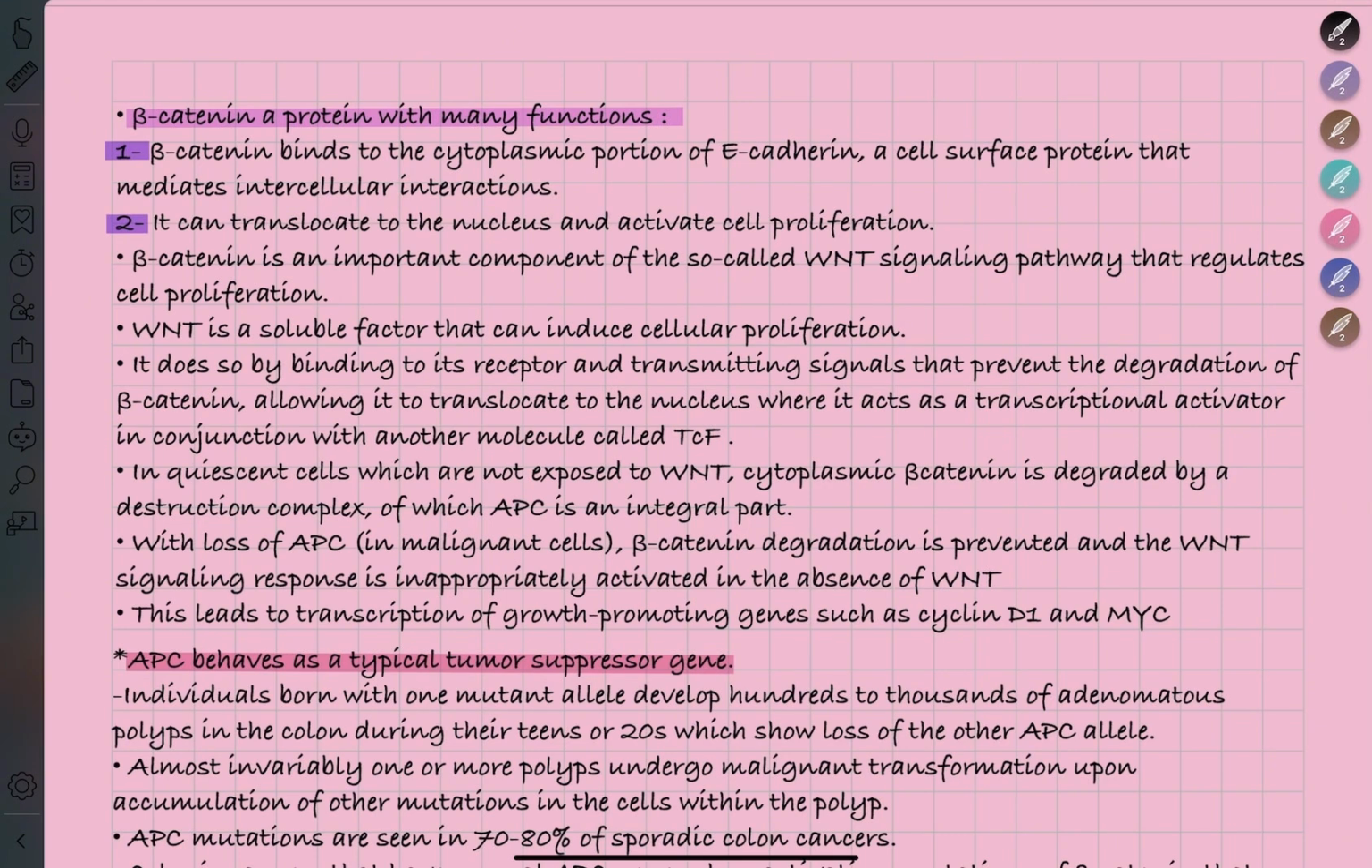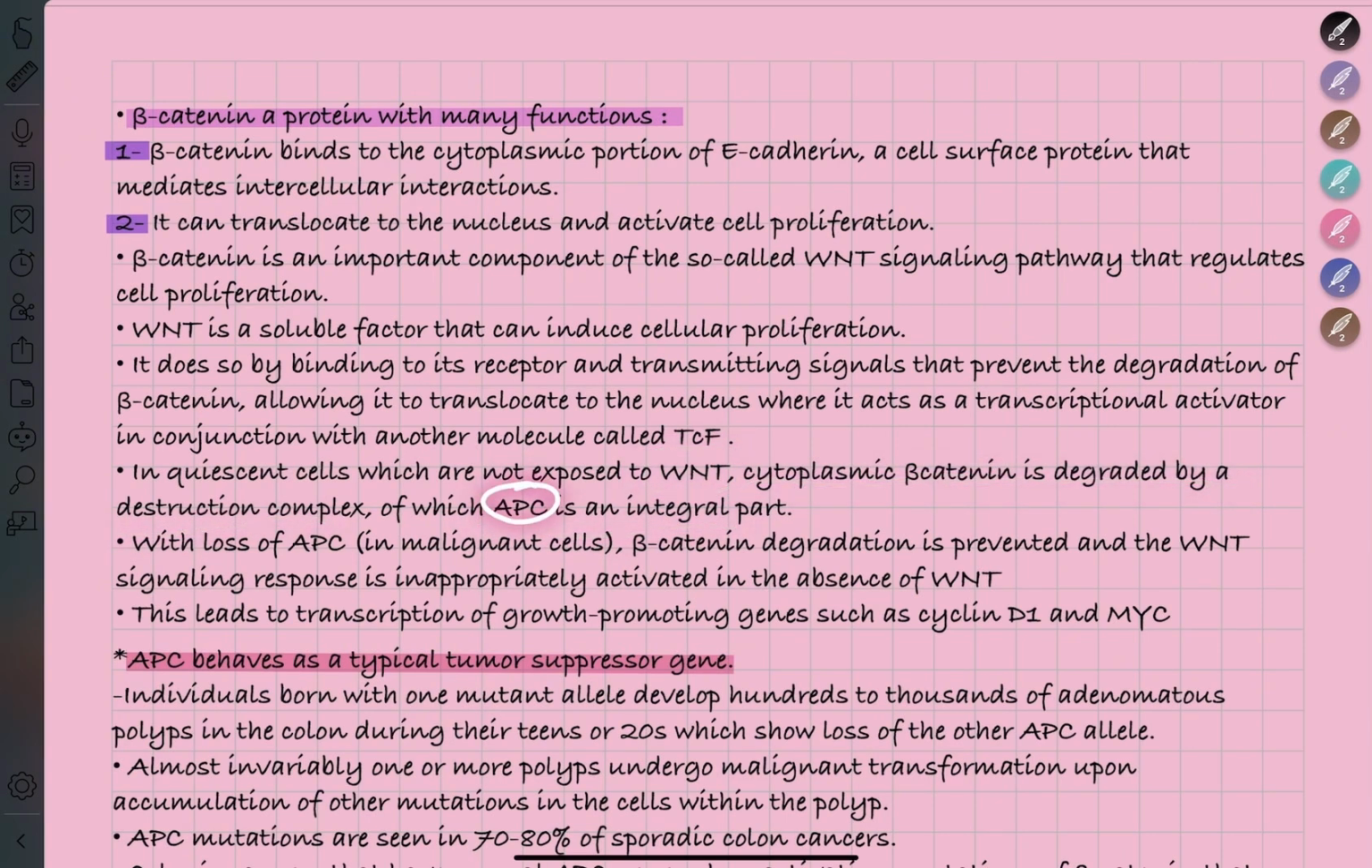Okay, what about quiescent cells? Quiescent cells are cells that don't want to grow. Basically, they're not exposed to WNT. That's why the cytoplasmic beta-catenin will be degraded by APC, okay? So it's a destruction complex, and APC is a part of it.